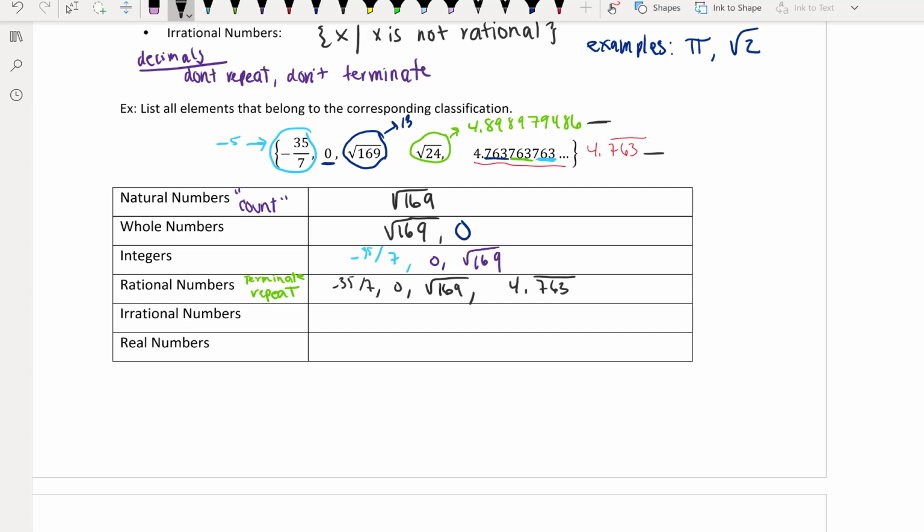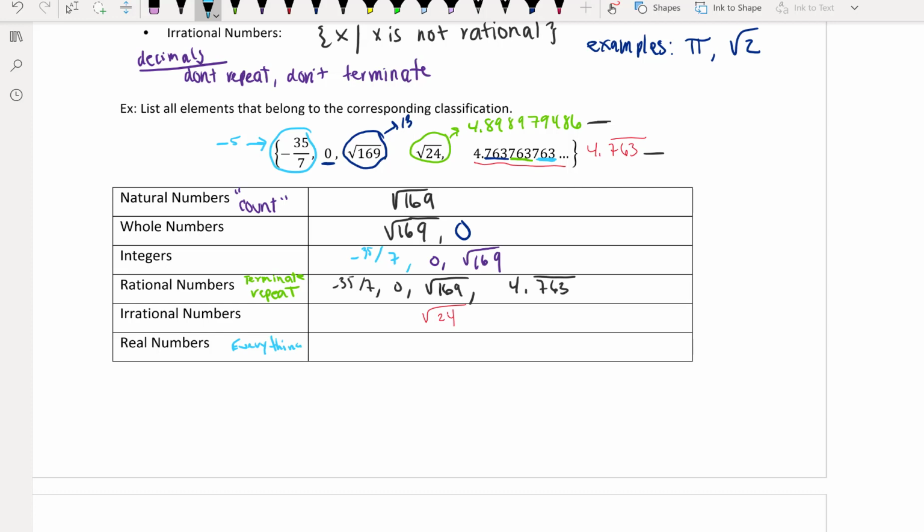So then the only irrational number that I'm thinking about here is going to be that square root of 24. That's the only one that doesn't repeat and doesn't terminate, okay? So, of course, all the real numbers would be everything.